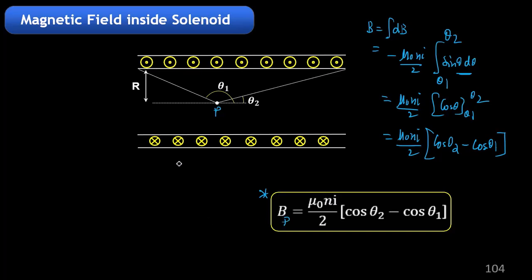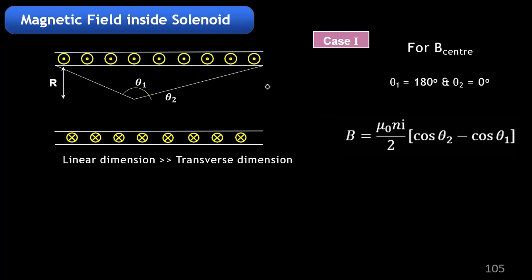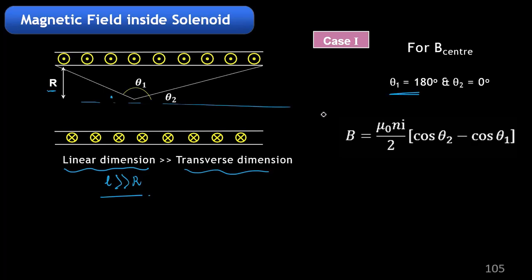So if I say it is an ideal solenoid, then what I am saying is that for an ideal solenoid, the radius R is much less than the transverse linear dimension. If I say L is much greater than R, then can I say this angle is very small also? So theta 1 is almost making an angle of 180 degrees because theta 2 becomes almost 0.